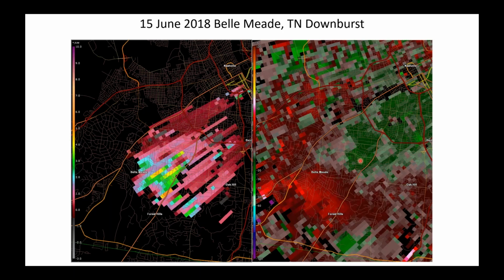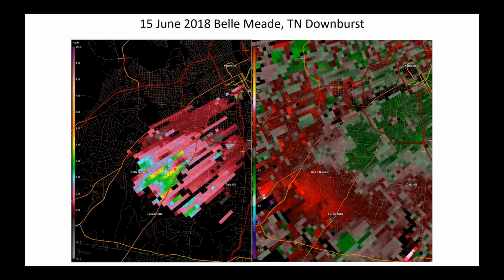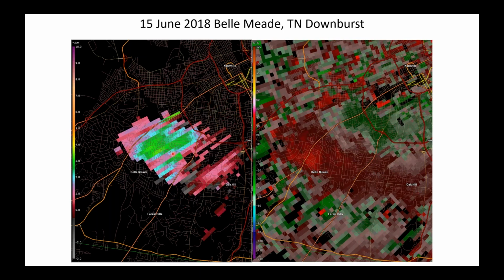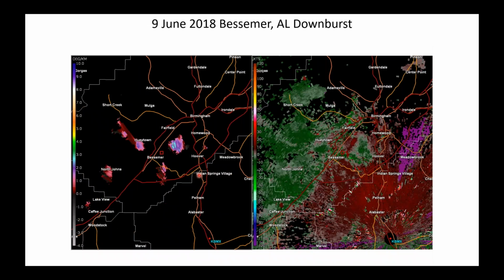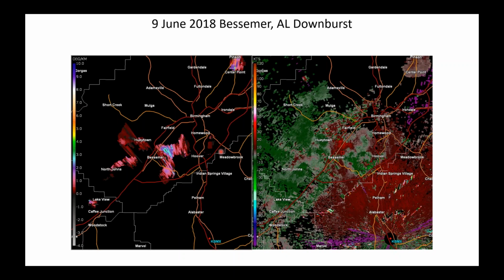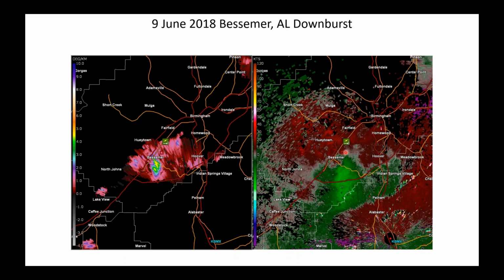Here's another example of that too. You can see a pretty substantial divergent signature here, southwest of Nashville, that one case we showed earlier with a cross section, and you notice the KDP becomes quite large at the time that occurs. And yet another example from one of the cases that Charles showed earlier. You can see the LSR icons for the wind reports that occur with this.